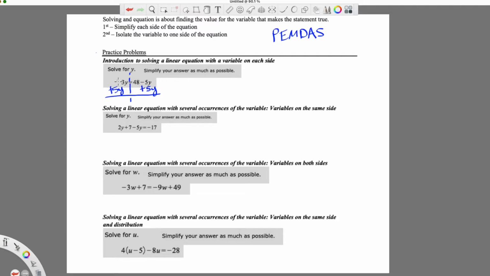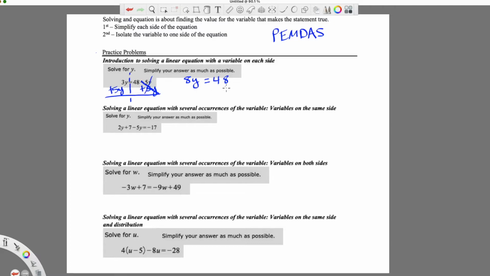So 3y plus 5y, remember that means I have 3 of something and I have 5 more of that same something. So altogether I have 8 of that something. Remember, the variable is just something. It's a placeholder. We don't know what it is yet. That's what we're trying to figure out. Equals 48. Nothing happened to 48, so that just drops down. But negative 5y plus 5y means I was deficient 5 of something, and then I found those 5, so now I have nothing. Because it was negative, positive, they cancel out.